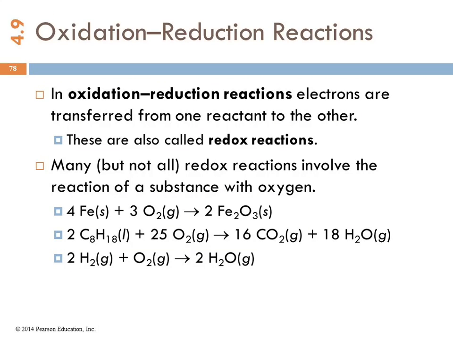Oxidation-reduction reactions. Oxidation-reduction reactions involve electrons being transferred. So one substance donates electrons to the other, which accepts the electrons. We often abbreviate this and call them redox reactions because oxidation reduction just gets really long.